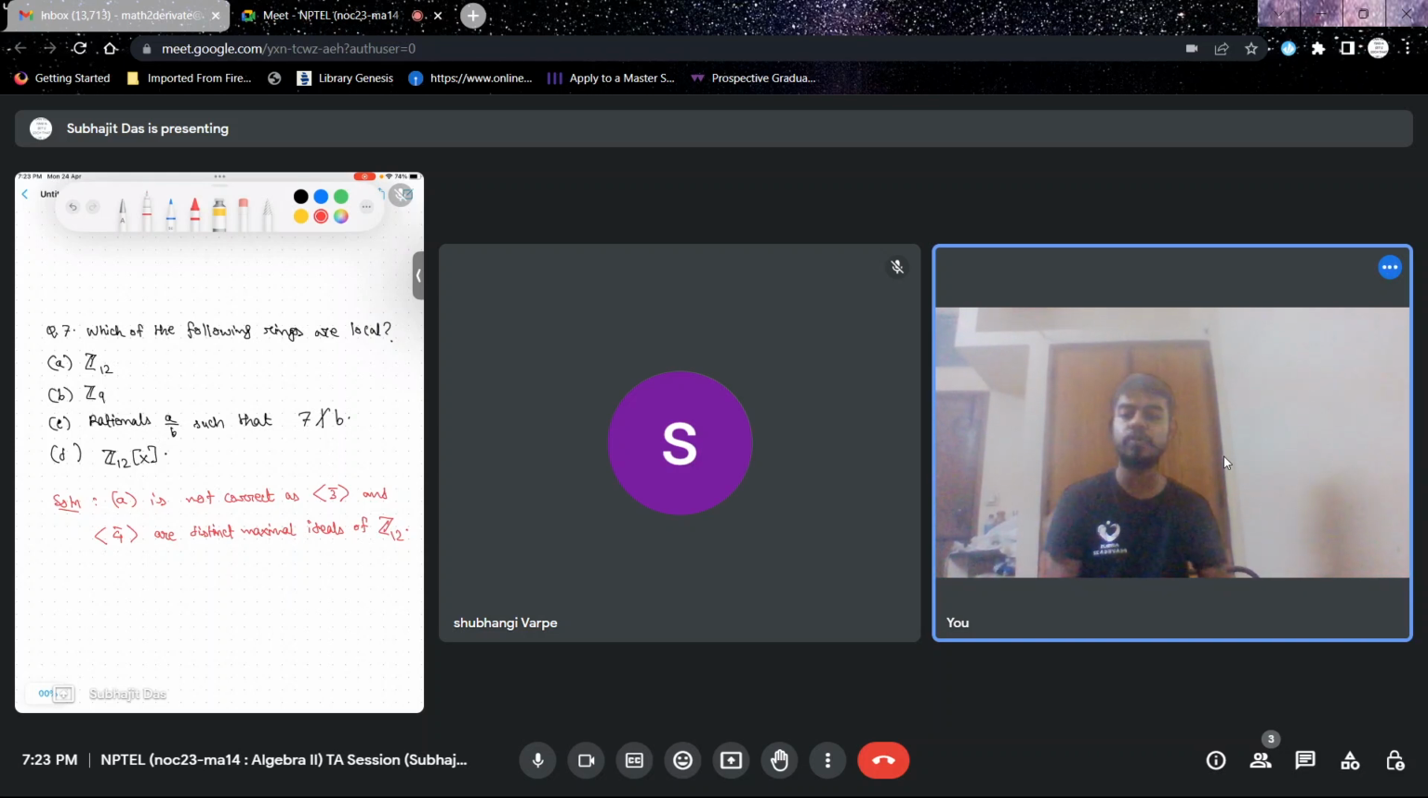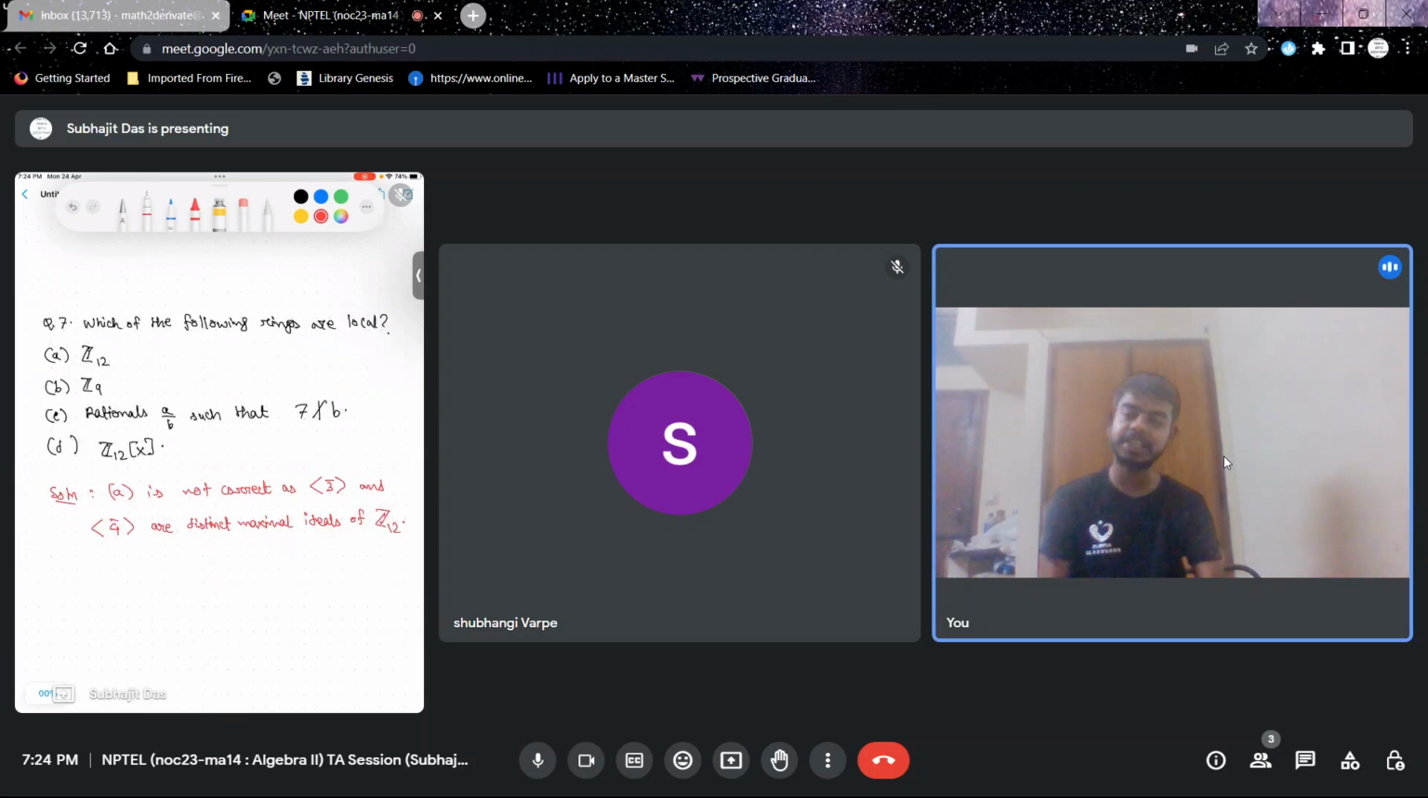Similarly, the ideal generated by the class of 4 is again a maximal ideal. What I mean by this is there are no proper ideals sitting above the ideal generated by 3, and there are no proper ideals sitting above the ideal generated by 4. Because any ideal which sits above the ideal generated by 3 will contain 4, and if an ideal contains both 4 and 3, it will contain 1, the difference, and hence it will be the entire ring, right? So certainly the ideal generated by 3 and the ideal generated by 4 are distinct maximal ideals.